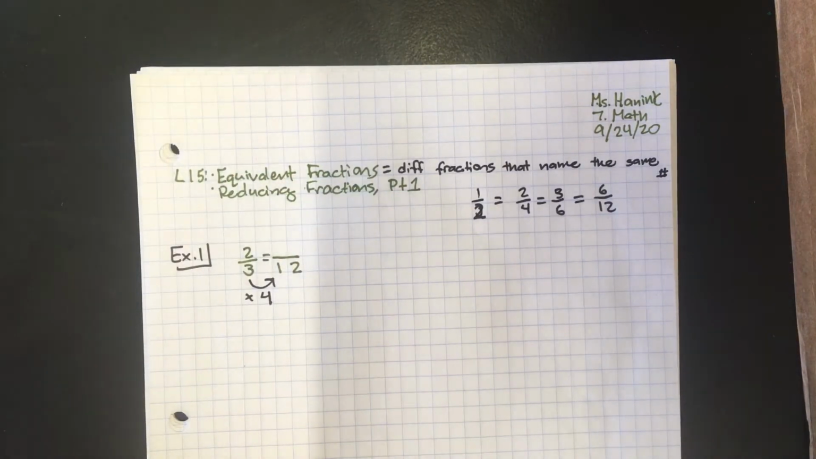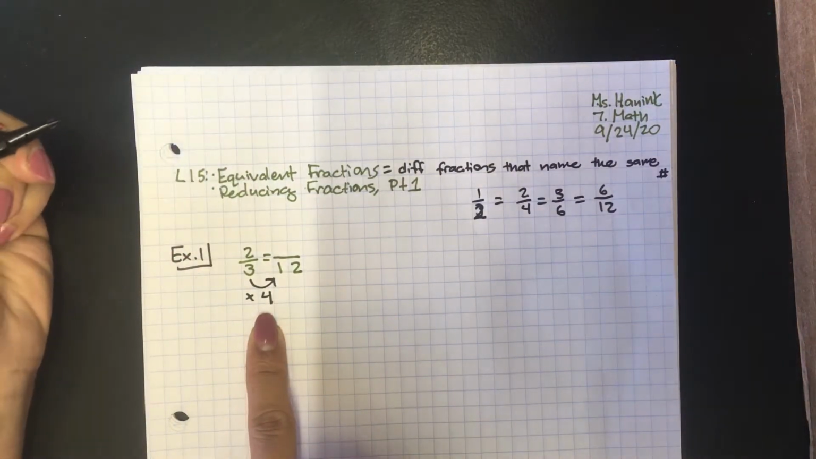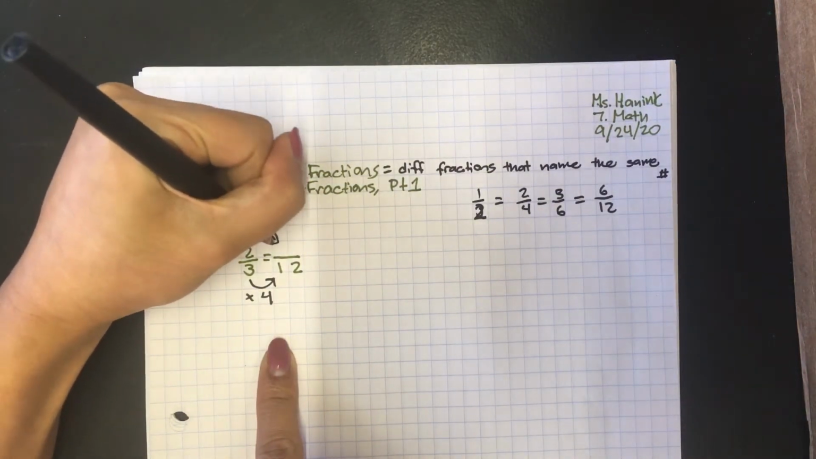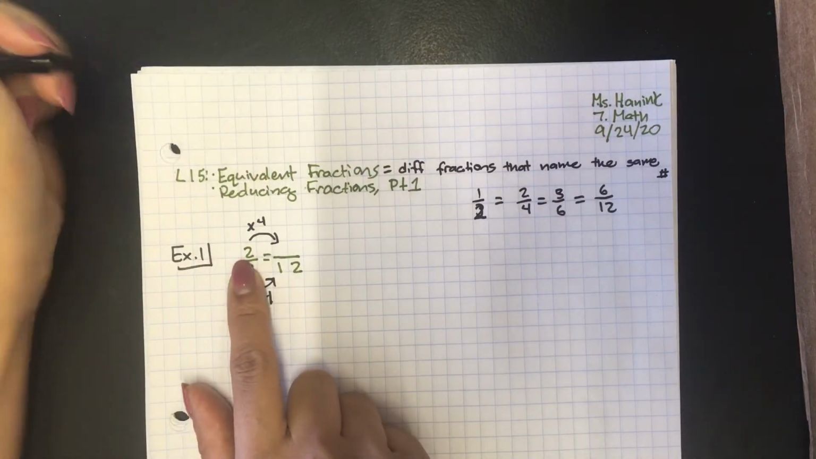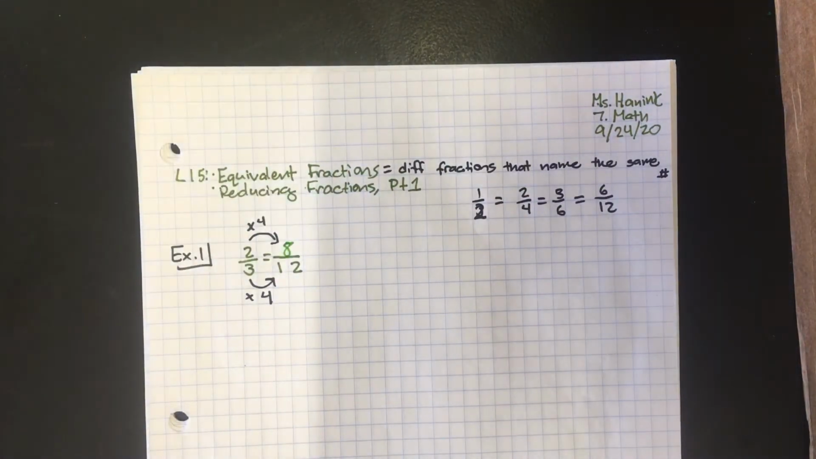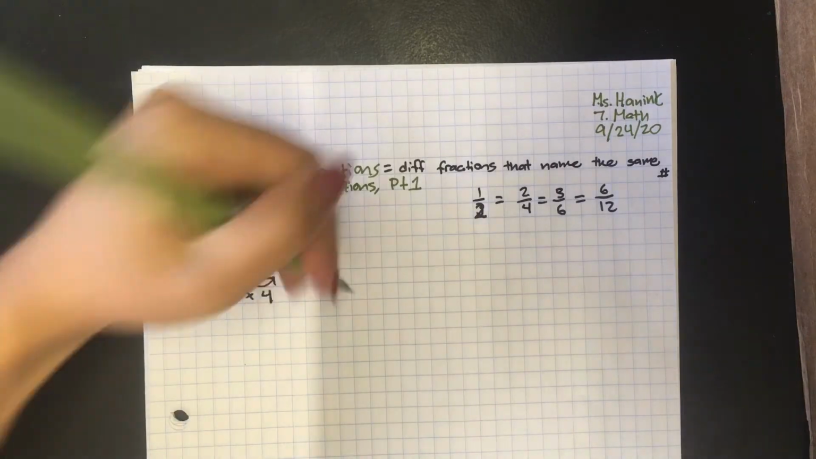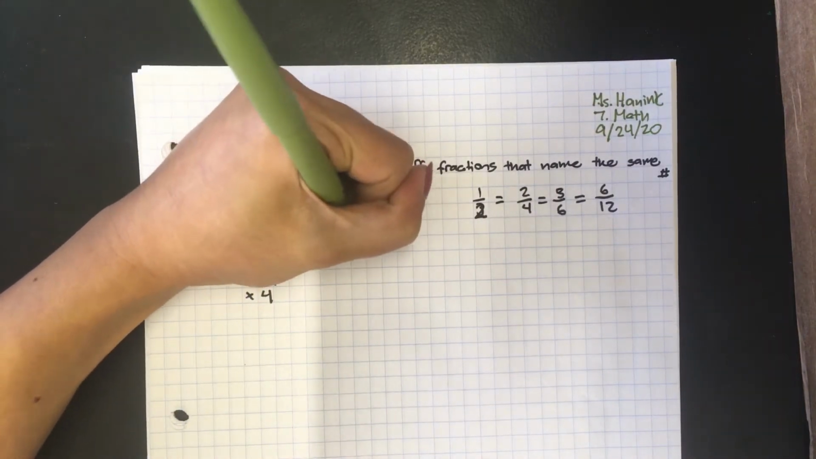All right, you guys should have picked 4. And remember, whatever we do to the bottom, we have to do to the top. So if I multiply 3 times 4 to get 12, I have to multiply 2 by 4, and we are going to get 8. Okay. So in other words, for equivalent fractions, we're kind of unreducing.